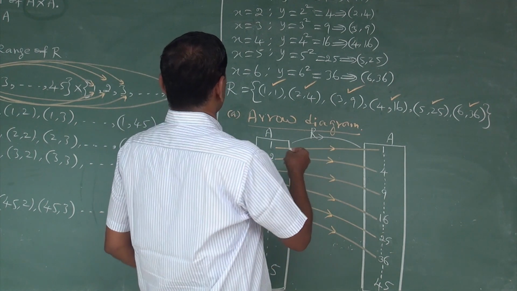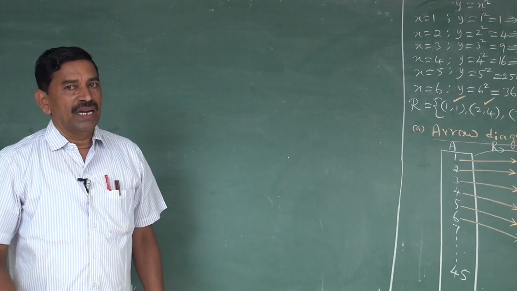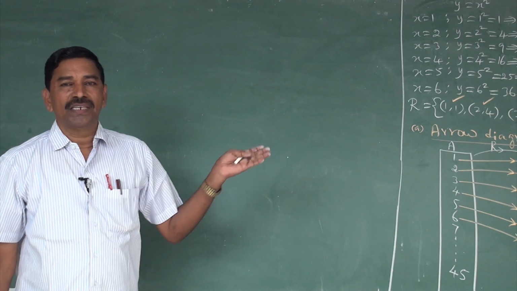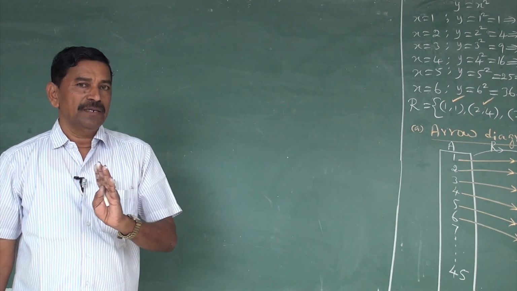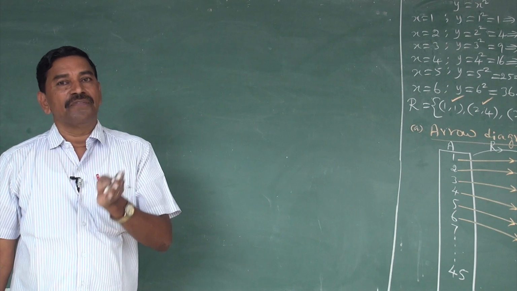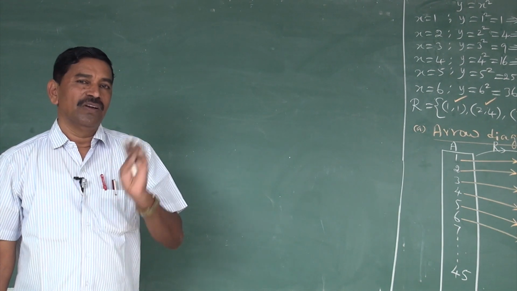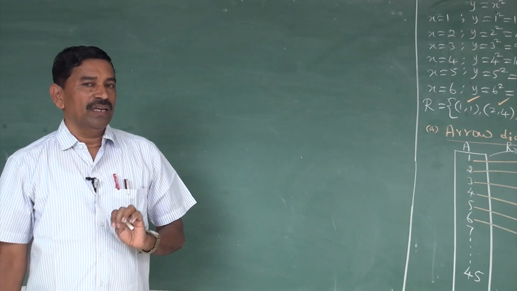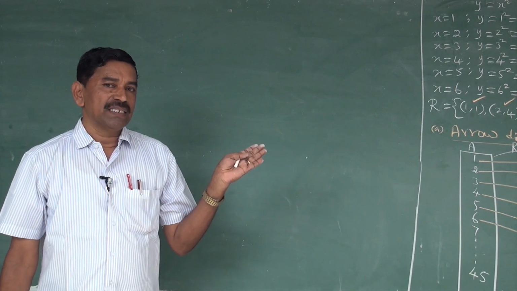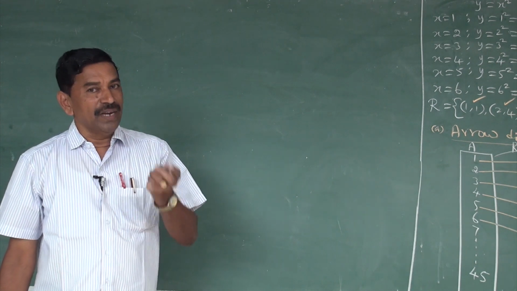Now let us write ordered pairs. Children listen, for this question we want to give two types of answers. First answer, R is a relation from A to A, that we want to prove. Next answer, find the domain and the range. To prove R is a relation from A to A, we need the roster form.